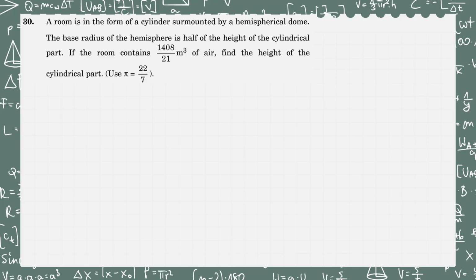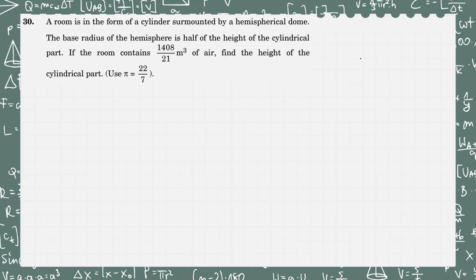A room is in the form of a cylinder surmounted by a hemispherical dome. The base radius of the hemisphere is half of the height of the cylindrical part. If the room contains 1408 by 21 meter cube of air, find the height of the cylindrical part. Use pi equal to 22 by 7. Better let us draw the situation.